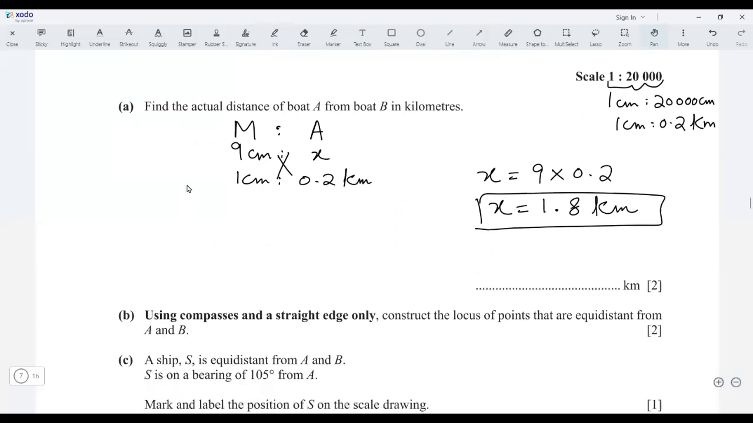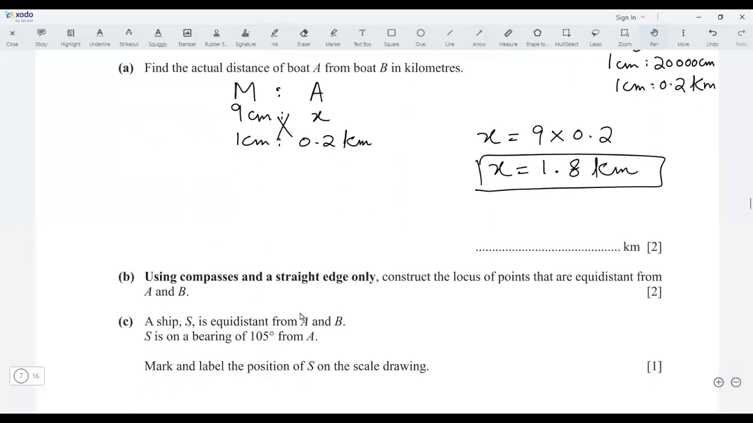So now moving towards the next question, it's basically using a compass and a straight edge only. Construct the locus that is equidistant from 2 points. Equidistant from 2 points always refers to the perpendicular bisector. This is the hint. For any point that is equidistant from two other points, we have to draw the perpendicular bisector. So you must know how to draw the perpendicular bisector of any line.